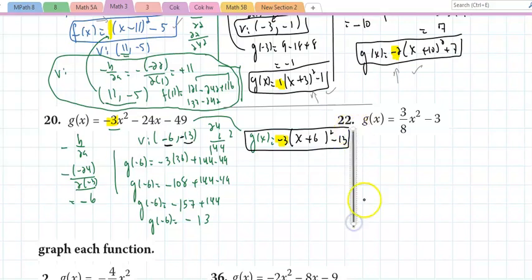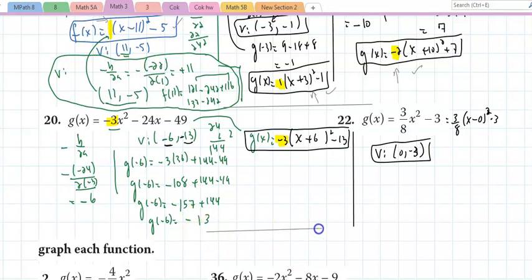And if I look at number 22, I notice that, you know what, it's already in that form. I already know the vertex. If you write it this way, you don't have to do this, I'm just showing you that. That's like x minus 0 squared minus 3, which means the vertex is 0, negative 3. And there it is.